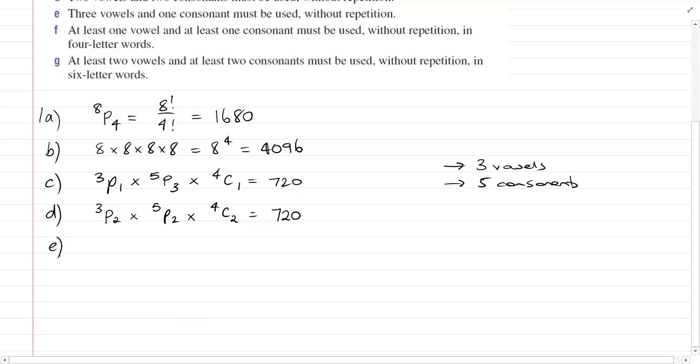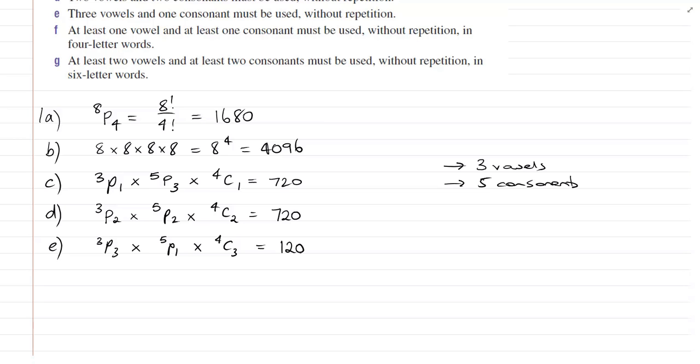And then E, which again is a very similar question, three vowels and one consonant, which is 3P3 for the vowels, 5P1 for the consonants, 4 choose 3 for the vowels, and this will equal 120. It's important to remember here that with our combinations, we have a normal distribution type range of values. So 4C1 is equal to 4C3. Had I chosen to consider the consonants instead of the vowels, I would have got the same answer.